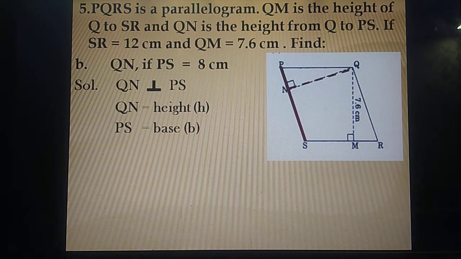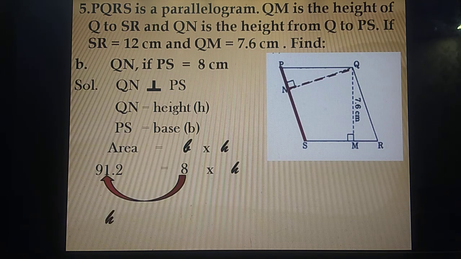By using the area calculated in A, we will use the formula of area and find the missing value H. Area we calculated as 91.2 and here the base is 8, height is H. Shift 8 to get the value of H as 91.2 upon 8, which is equal to 11.4 centimeter.